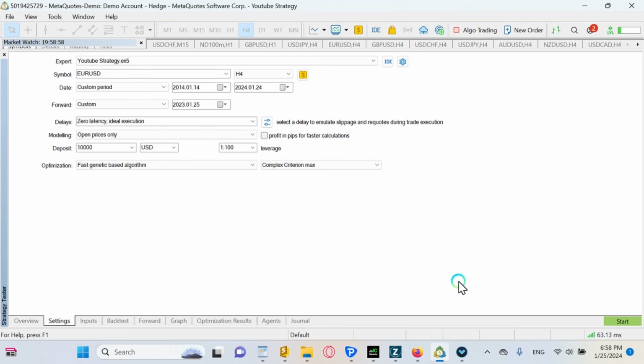Hi traders, this video is about forward testing, because in MT5 you can actually forward test your robot even before you basically forward tested it live.